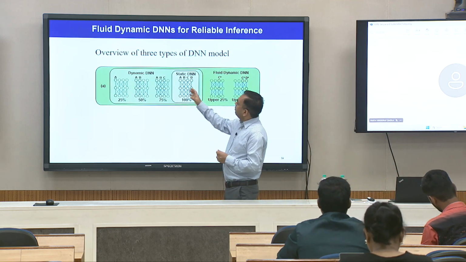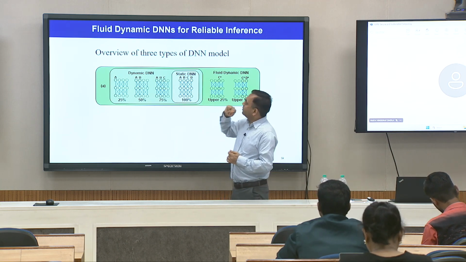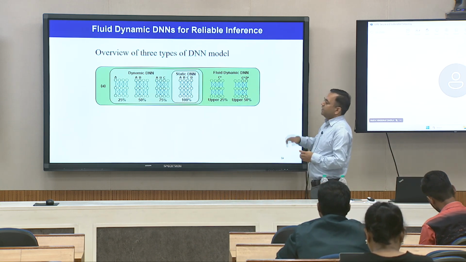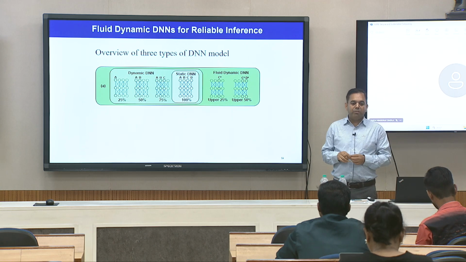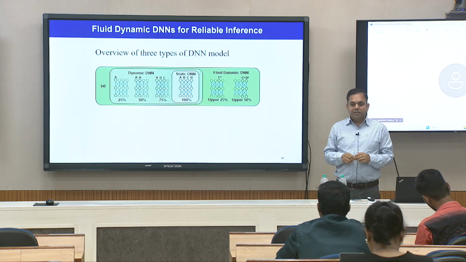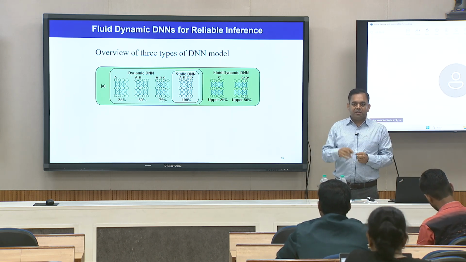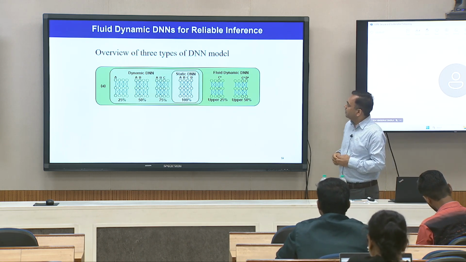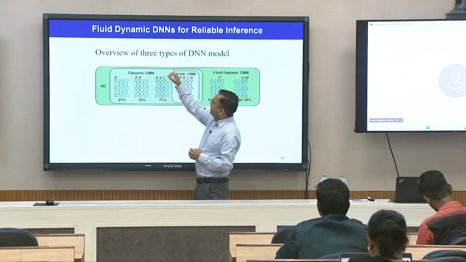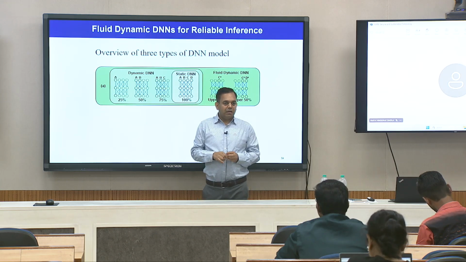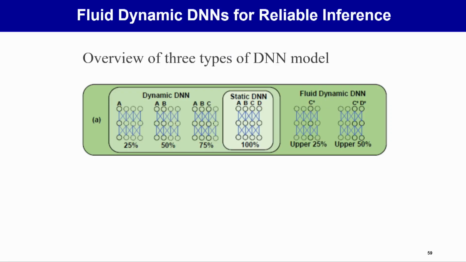Okay, so now what we proposed is something called fluid dynamic DNNs that can provide more reliable inference. This is again related to sustainability. It's like more reliable operations. So before looking at the fluid dynamic DNNs that we proposed, let's look at something that already exists.